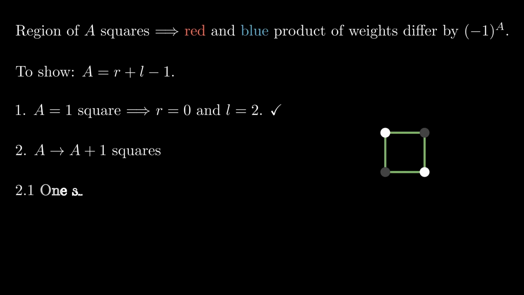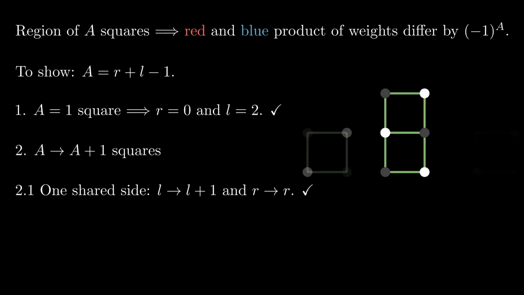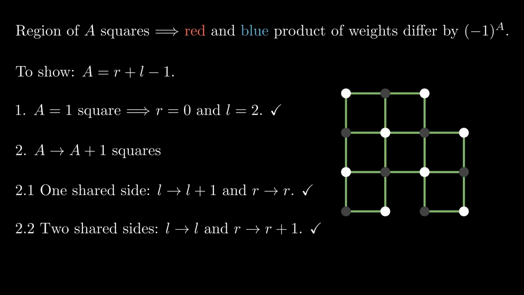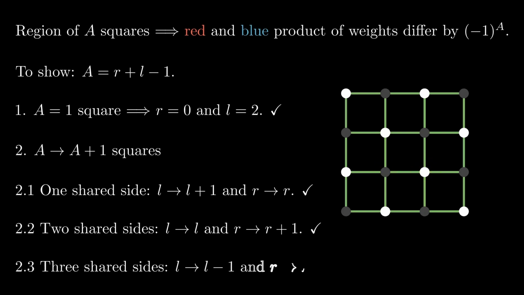If the new square shares one side with the region, then the boundary gets bigger by 2, so L increases by 1, as does A. If the new square shares two sides with the region, the boundary length stays the same, but we get one more vertex in the interior, so R increases by 1. Lastly, if the new square shares three sides with the region, then the boundary gets smaller by 2, decreasing L by 1, but two more vertices are part of the interior, increasing R by 2.